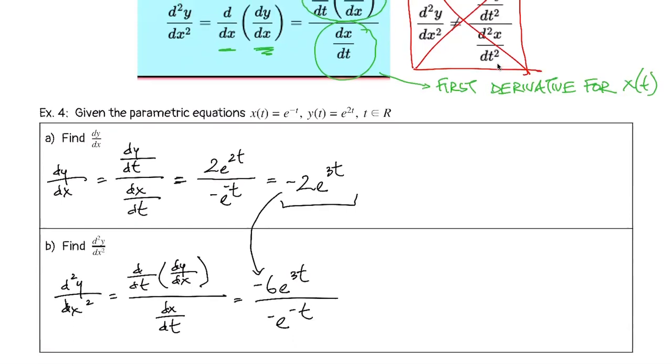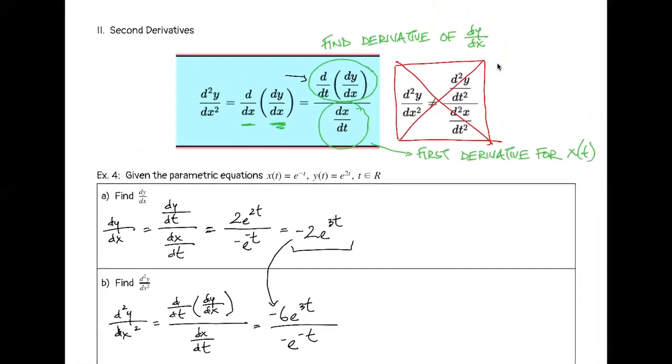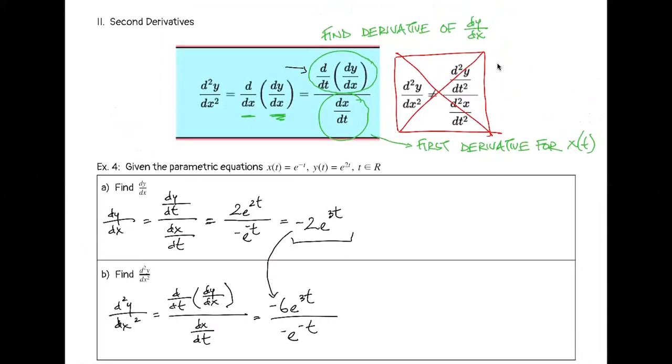Okay. Before we simplify, let's take a look at this whole screen and make sure we know where things came from and where things went.